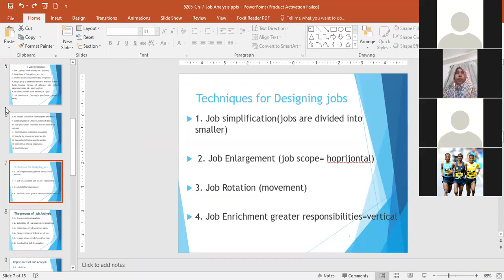So number 1 is job specification. Jobs are divided into smaller, okay? Right? Yes, ma'am. So one technique for job design is job specification. Here jobs are divided into smaller.